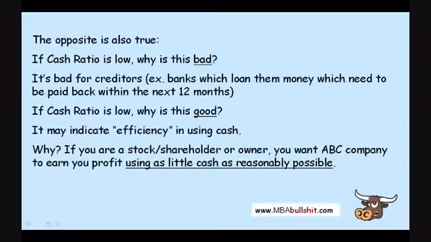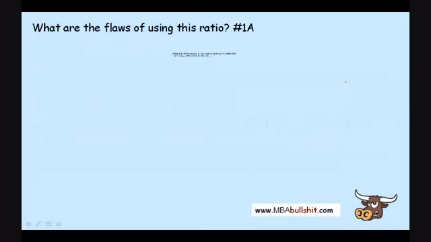So the important thing is to always find out why. The cash ratio is low, why? The cash ratio is high, why? Okay, so you cannot make a conclusion based on the ratio alone. Okay, so what are the flaws of using this ratio?